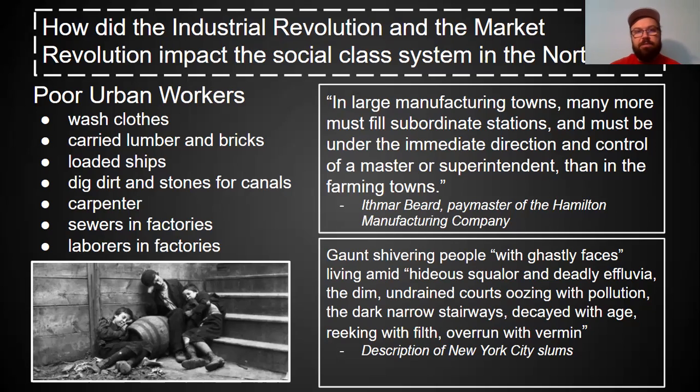Imagine if you had a friend over, the first time at your house, and you asked, "Hey man, what do you think of my house?" And he used any of these words to describe it: hideous, squalor, deadly, dim, oozing, pollution, decayed, filth, vermin. Any of those words would offend you to describe your home, let alone all of them packed into one sentence.